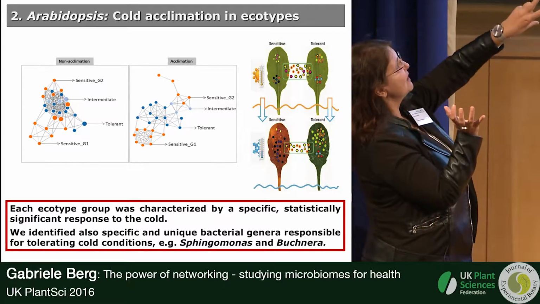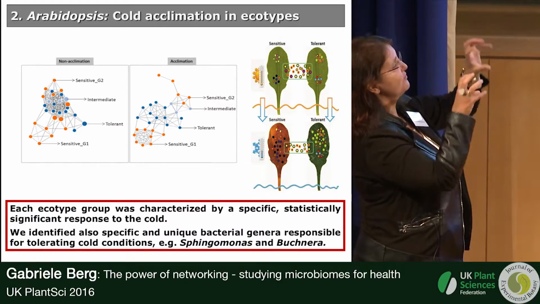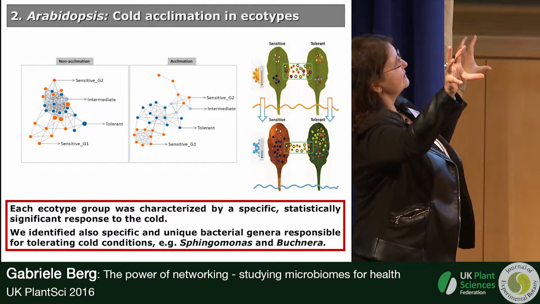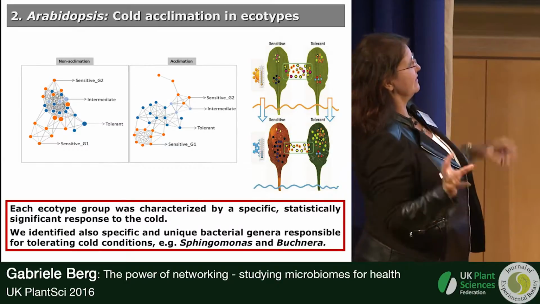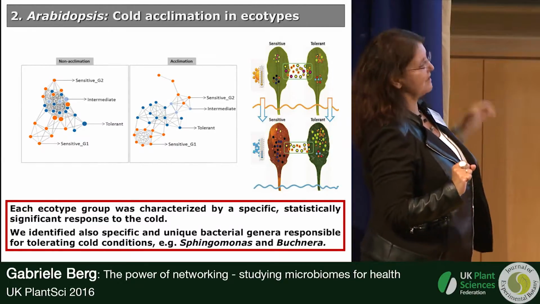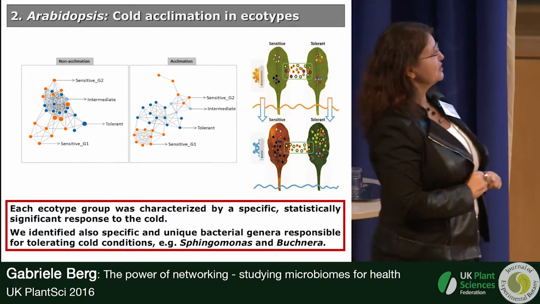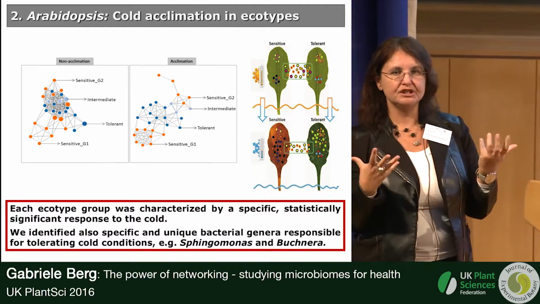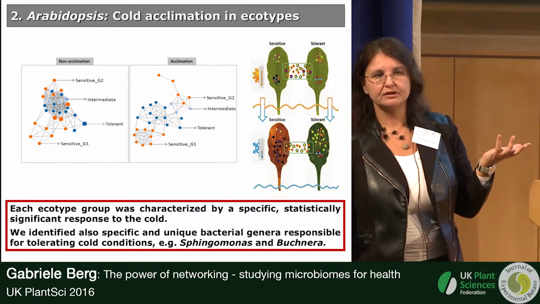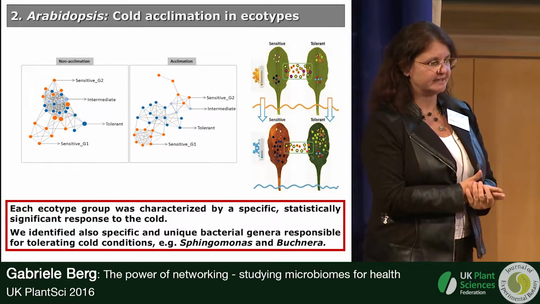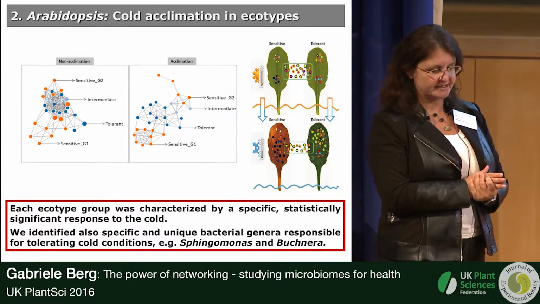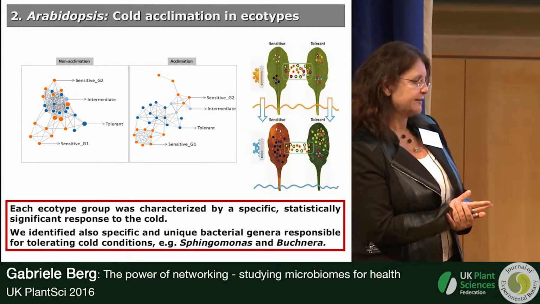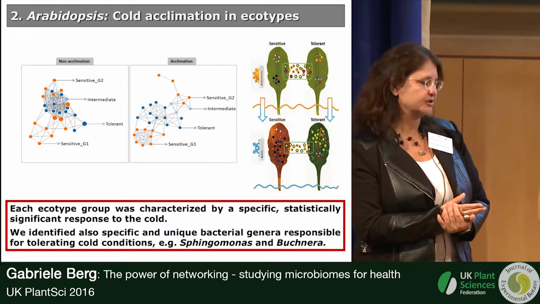But if we have these cold conditions, then the network is looser and we can identify that they react in another way, and we also find some bacterial genera which seem to be involved in this procedure. So this is an ongoing project, and we will try to isolate these Sphingomonas and Buchnera strains and look if we can also find experimental evidence that they are involved in this cold acclimation procedure.